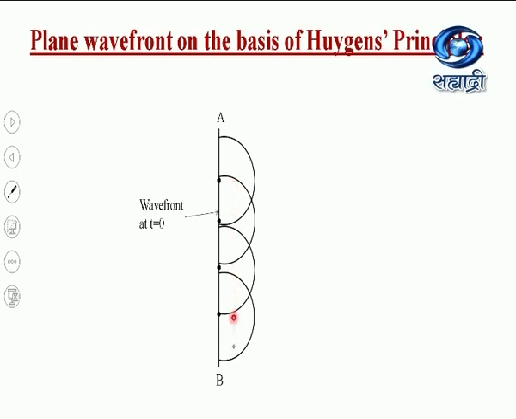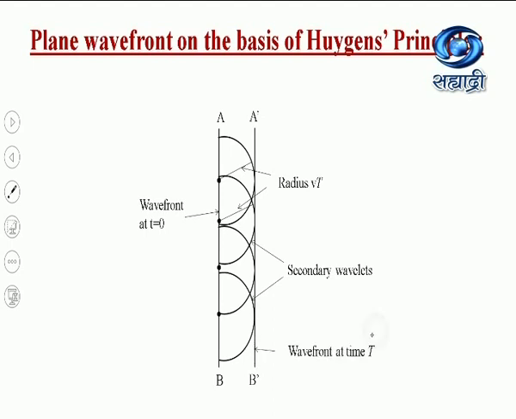So all these are having the same radius, which is equal to Vt, and as they are emitted by secondary sources, they are called as secondary wavelets. Now, if we draw the tangent to all these secondary wavelets, this tangent will give us the new wavefront A dash B dash at time t is equal to capital T. So A dash B dash is the new wavefront at time t.